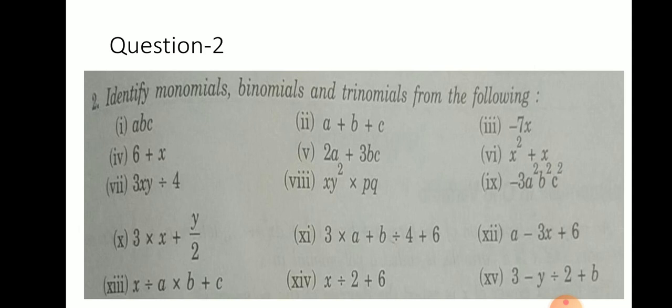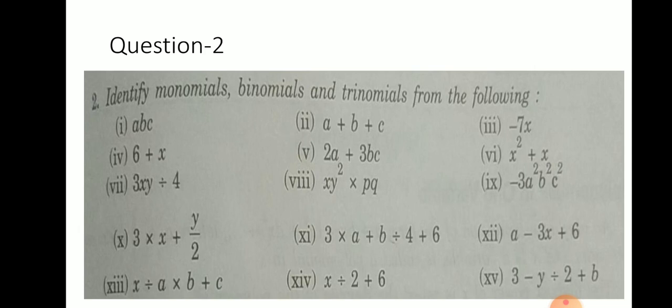And the ninth one, minus 3 a square b square c square is given. There minus 3 is a numerical value, a square b square c square are the variables. They are connected by into, so this is a monomial. Next, coming to the 10th one, 3 into x, that combination becomes a monomial. And y by 2, this combination is also a monomial. So two monomials, two terms are connected by plus, so here we will have two terms. That's why it will become a binomial.